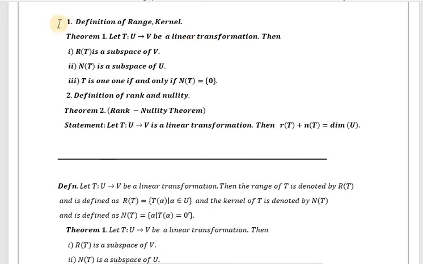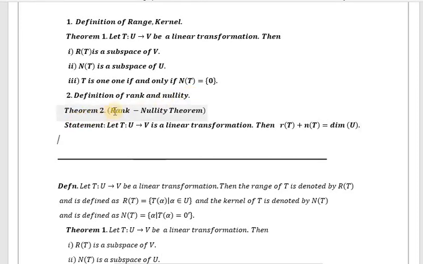Dear students, in this video, we are going to learn about the definition of range, kernel, and theorem 1. Let T from U to V be a linear transformation. Then R of T is a subspace of V and N of T is a subspace of U. T is 1, 1 if and only if N of T is equal to 0. And definition of rank and nullity.